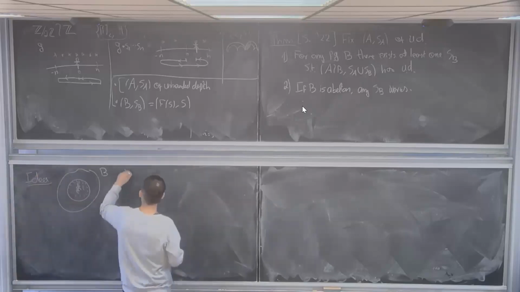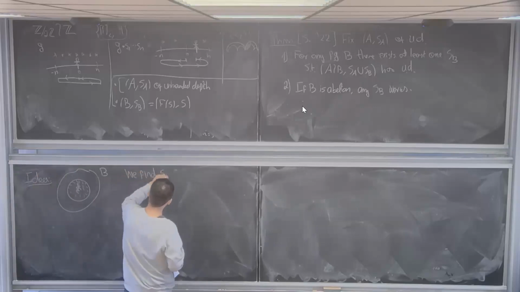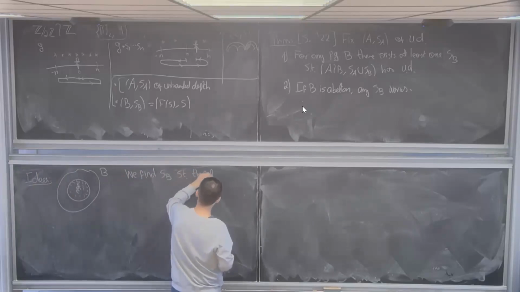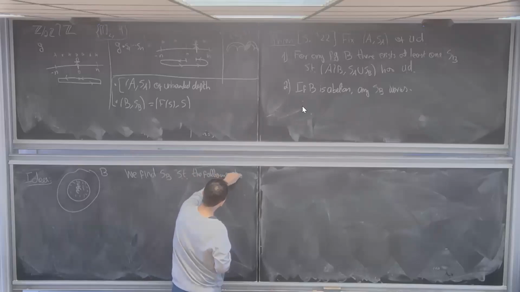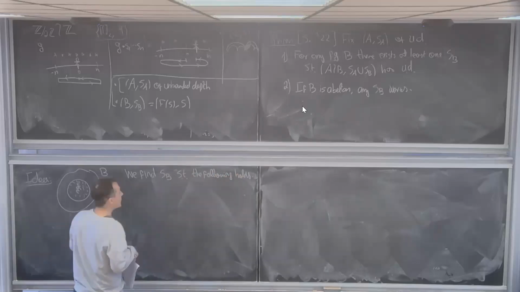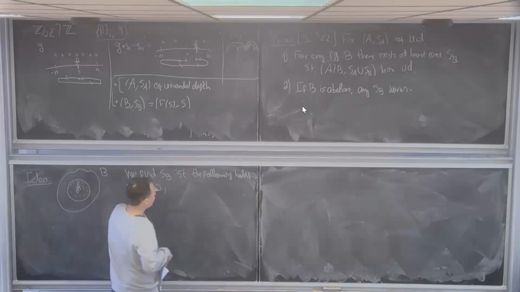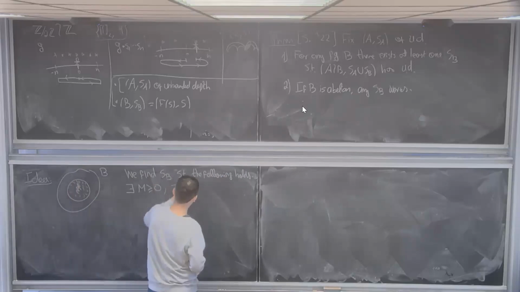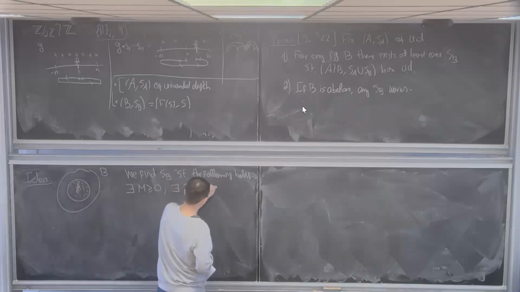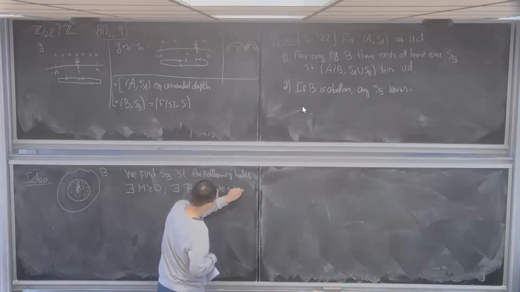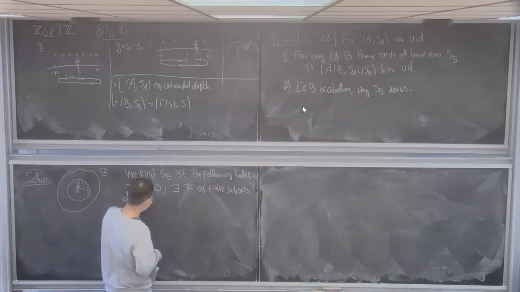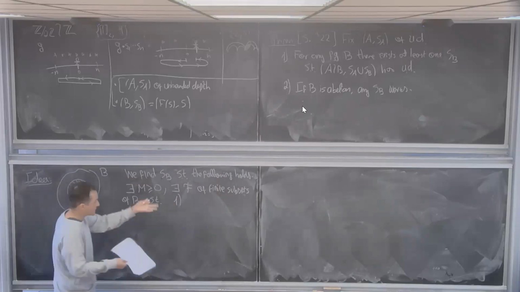So we find S_B such that the following holds. It means that there exists a constant M and some family of finite subsets of B, which will be more or less these balls. So there exists a family F of finite subsets of B such that, first, this family contains balls.